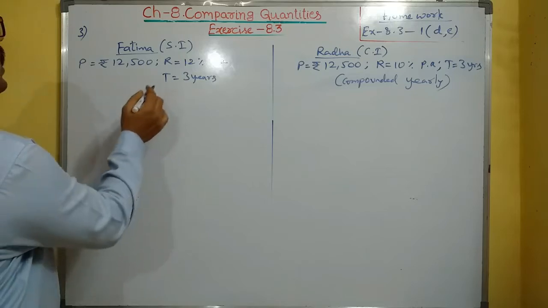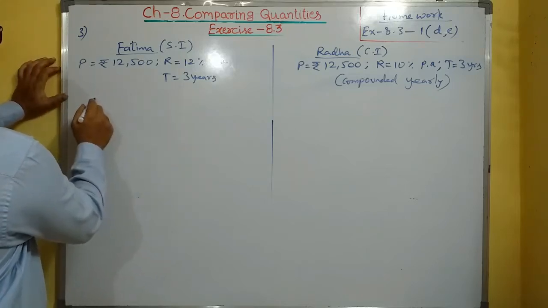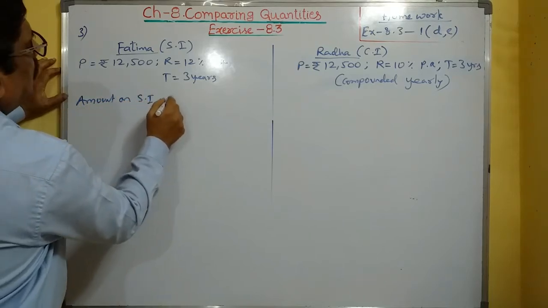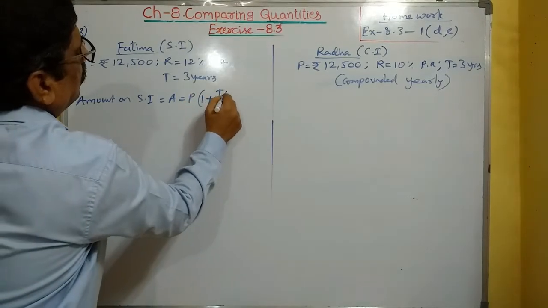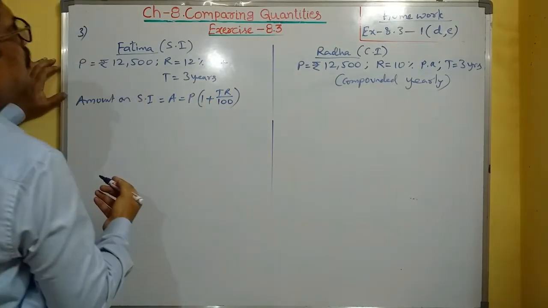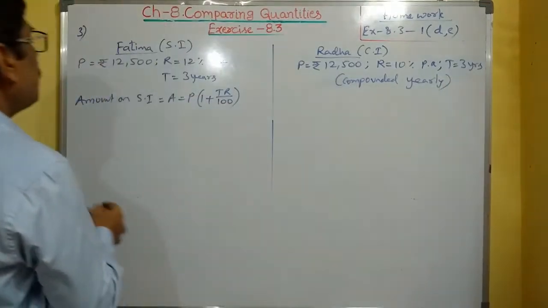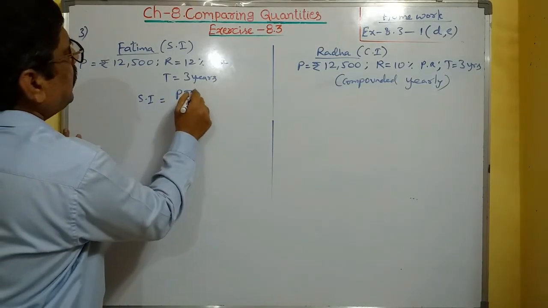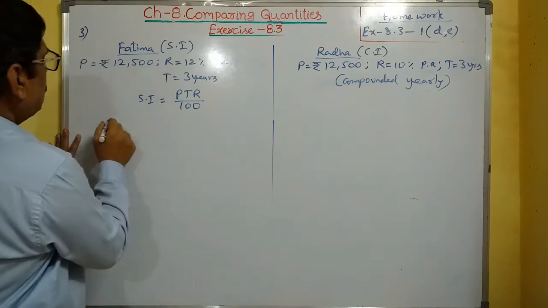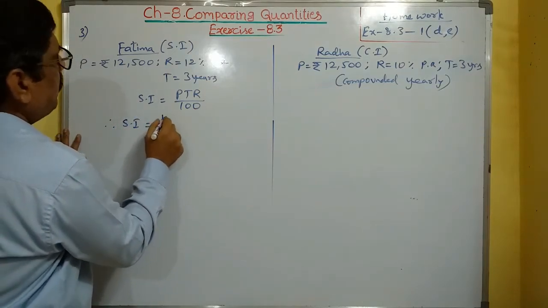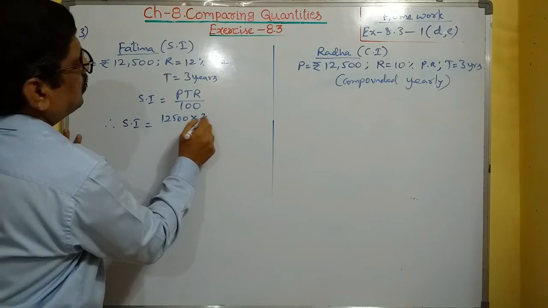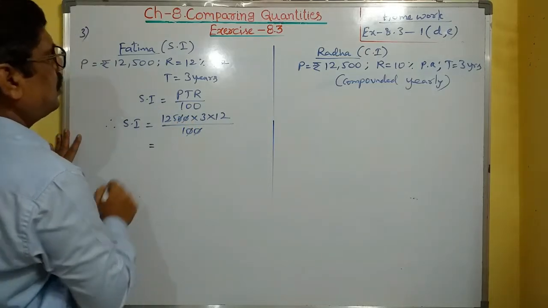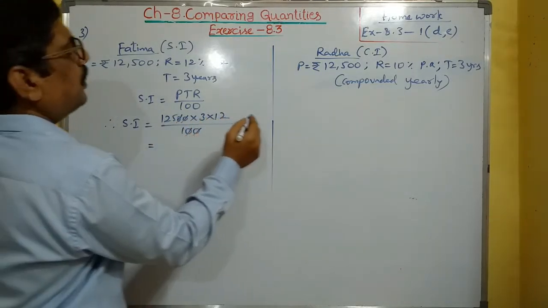Okay, now let us find the amount. On simple interest the formula is A is equal to P into 1 plus TR by 100. Otherwise, we can do it in another way also. Just find the simple interest. What is the simple interest formula? PTR by 100. Therefore, simple interest is equal to P value 12,500 into T value 3 years, R value 12% by 100. The zeros will be cancelled. Now 125 into 3, 375.